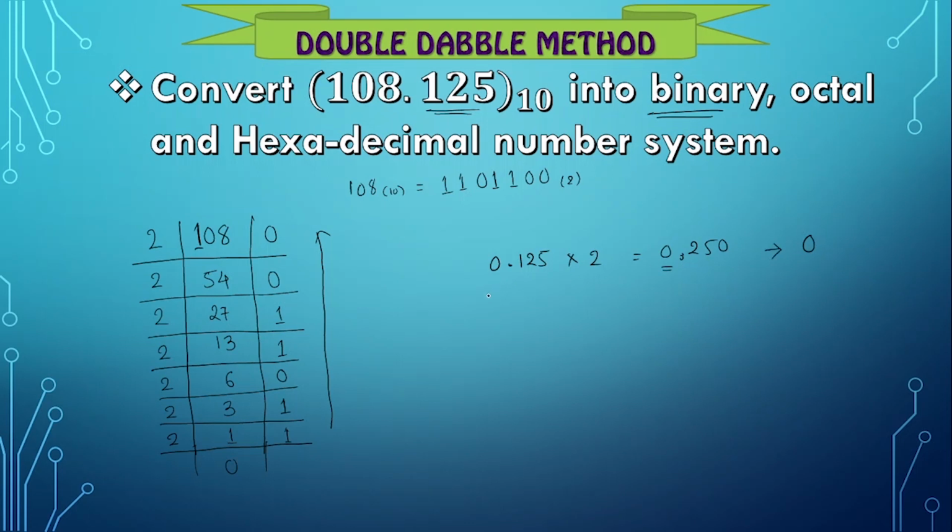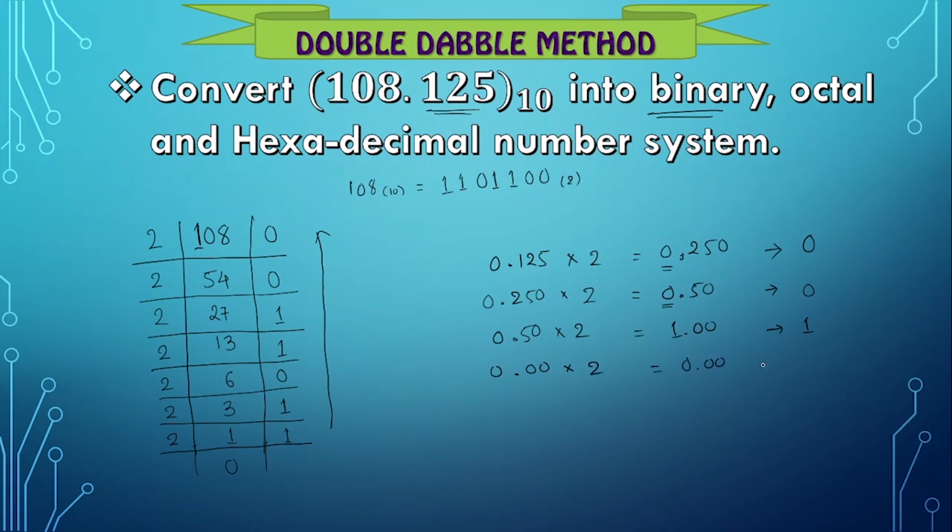The fractional part will be the next operand for multiplication, so we will multiply 0.250 with the radix and you will have 0.50. Again the integer part will be noted separately, so 0 is the integer part and fraction part will be the operand for next multiplication. So this is 1.00. Now integer part is noted as 1 and fraction part is the operand for next multiplication.